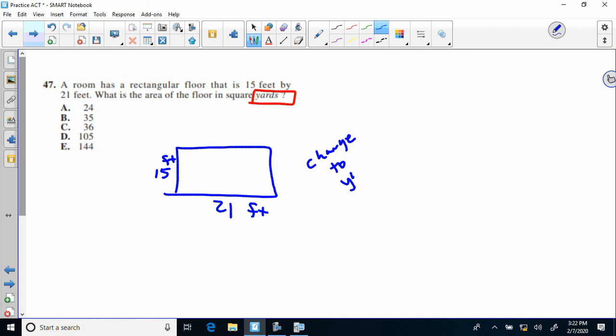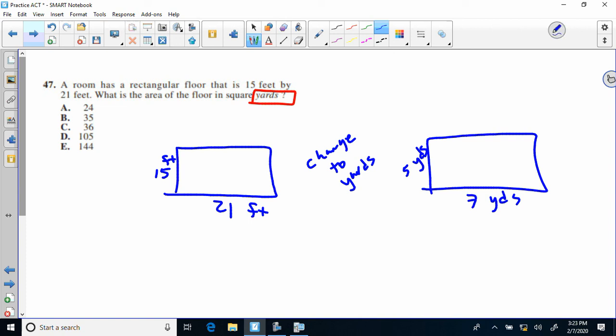Change to yards. And my new one in yards would be, if it was 15 feet for the height in my rectangle, then in yards you divide it by 3 and you'd say, hey, this was 5 yards. And this was 21 feet for its length, so you divide it by 3 and you'd say it was 7 yards wide. So if I want the area of the floor in square yards, it's just 5 times 7, or 35 square yards, which is B, because it would be length times width.